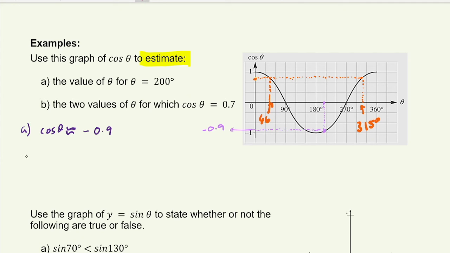So for B, theta can be approximately equal to 46 degrees or 315 degrees. It's an approximate, it's an estimate based off this graph. It's not going to be exact. We can do that by doing some algebra, which we're not going to do in this video.